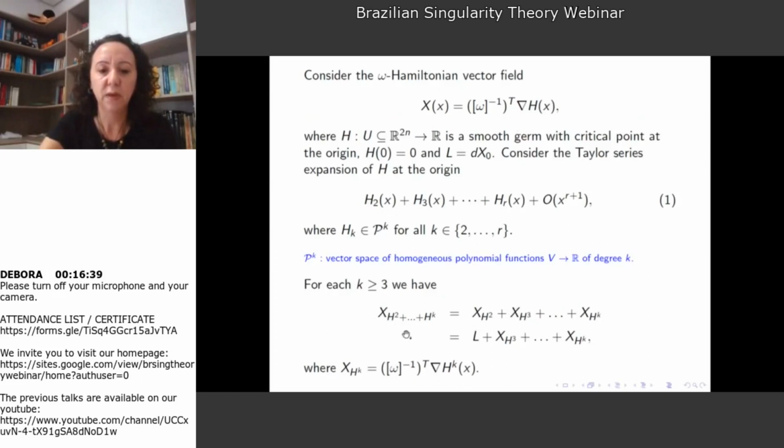So it's possible to prove that we have a Taylor series of the map H. The associated vector field has the same linear part as the original X, and this linear part comes from the vector field associated to the polynomial of degree 2.